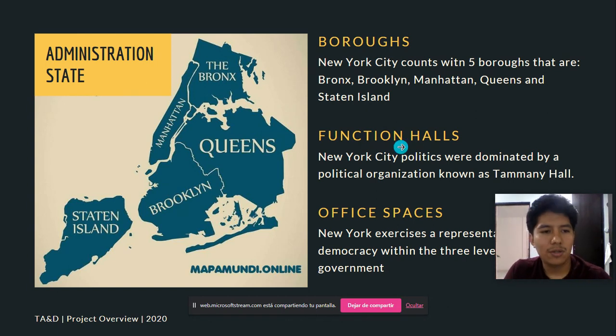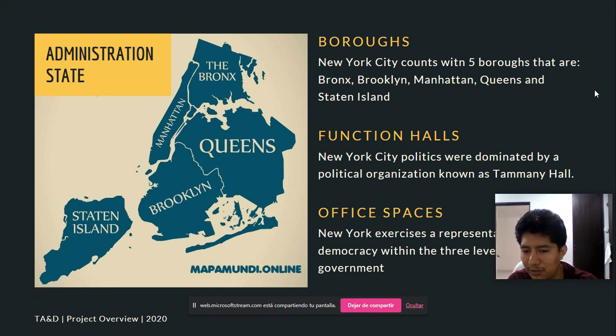Moving to the next stage, we have the administration state. It runs with a diverse unit of government, counting with five boroughs that are the Bronx, Brooklyn, Manhattan, Queens, and Staten Island. The government was dominated by a political organization known as Tammany Hall, a Democratic Party machine that played a major role in controlling New York City and state.